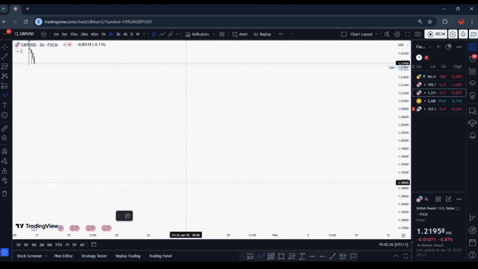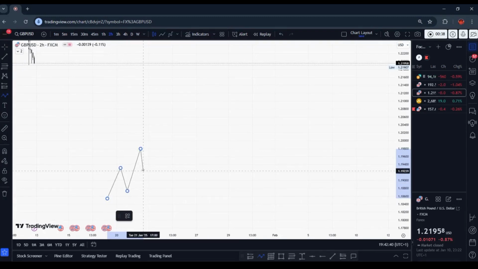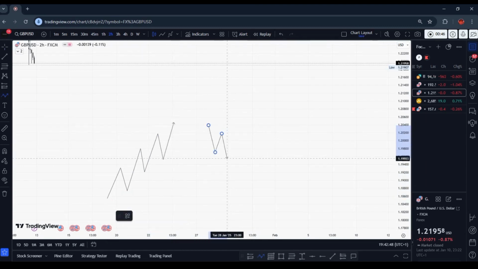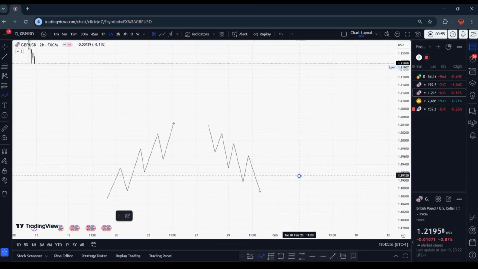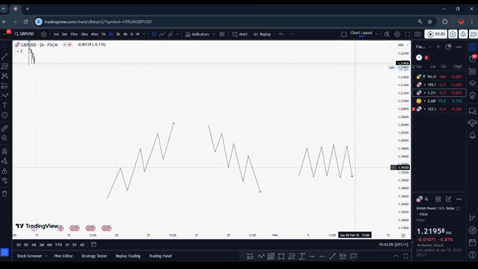We have a bullish structure, where we have higher highs and higher lows, like this. We have the bearish structure, where we have lower highs and lower lows. That's a downtrend, where we have something like this. And we can also have ranging, which is consolidation. This one does not have either higher highs or lower lows, so it's just random.